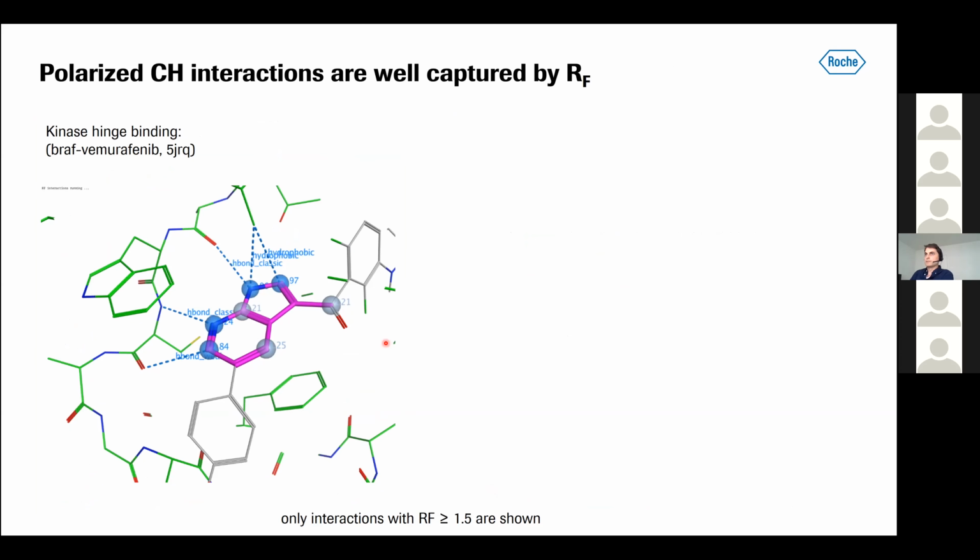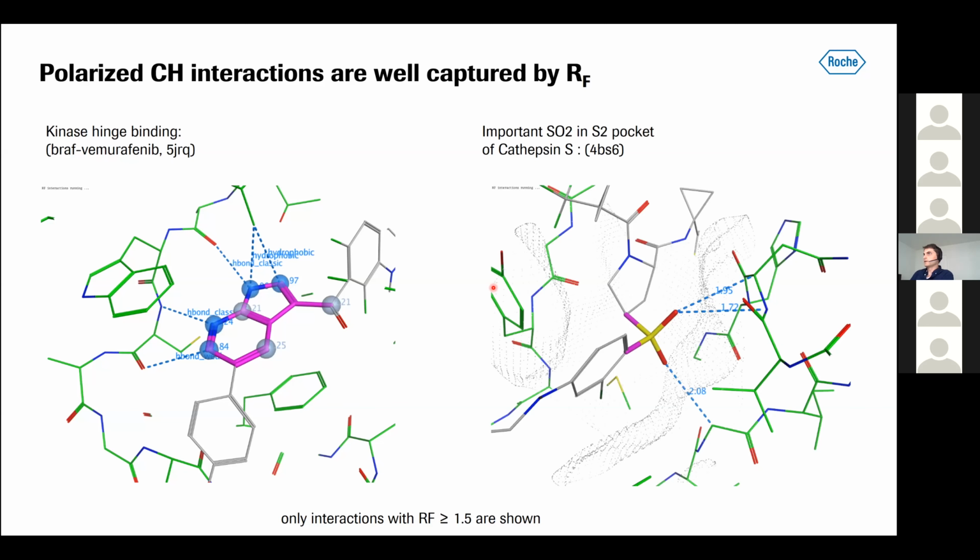and this provides useful feedback when designing compounds. We also have interaction typing, which can be useful to interpret the interactions that are visible. And similarly, in the cathode scene, the SO2, which is an important motif for binding affinity, is also reflected by high RF values.